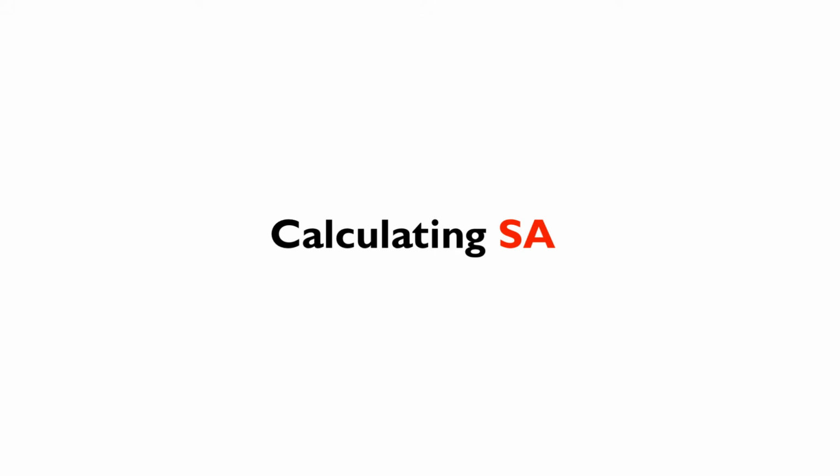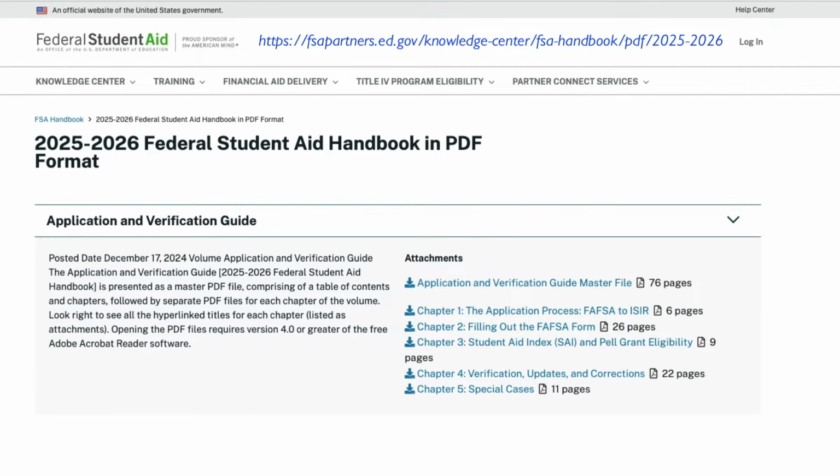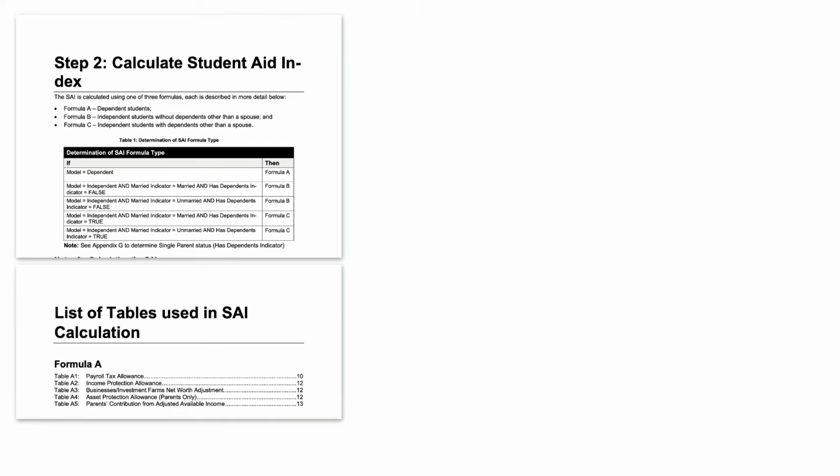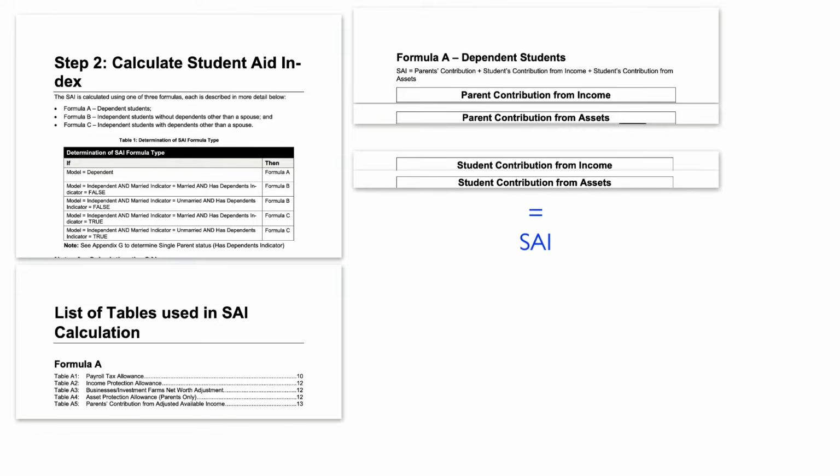If you're curious how the Student Aid Index (SAI) is calculated, you can refer to the Federal Student Aid Handbook for a detailed explanation. However, it's very complex. Here's the general breakdown. For dependent students, which includes most undergraduates, the formula primarily considers parents' income and assets, as well as the student's income and assets.